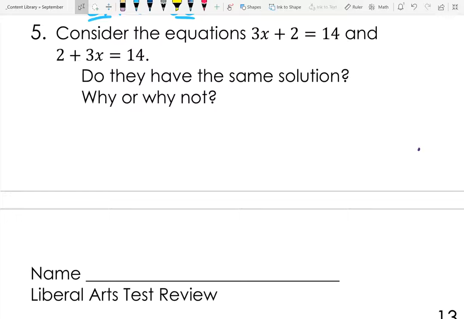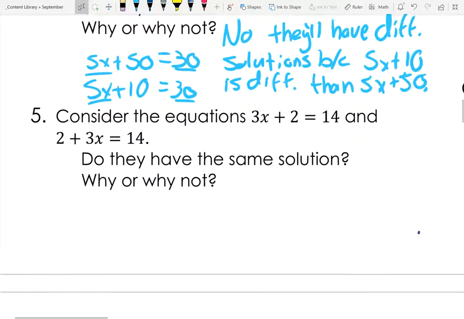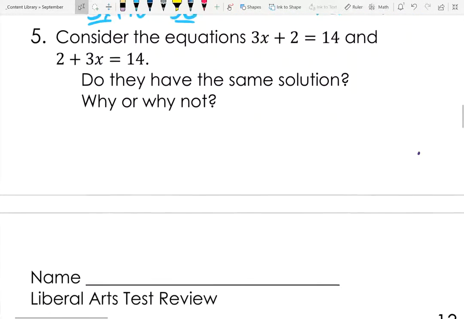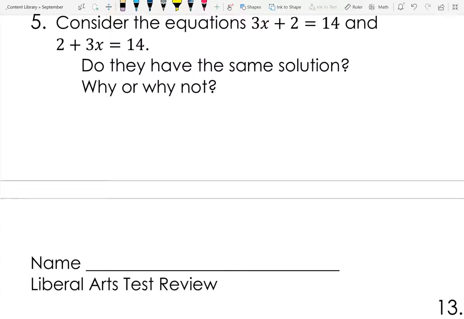All right, look at number 5. Number 5 is very similar, but I'm actually going to work this one out. So consider the equations 3x plus 2 equal to 14 and 2 plus 3x equal to 14. Do they have the same solution or not? Now, you don't have to work this out. Just like the last one, you don't have to work it out to be able to see the answer. But I'm going to work it out anyway. And then we'll discuss how you can tell right off the bat whether they have the same solution or not. But if you can't tell right off the bat, just work it out and find out.